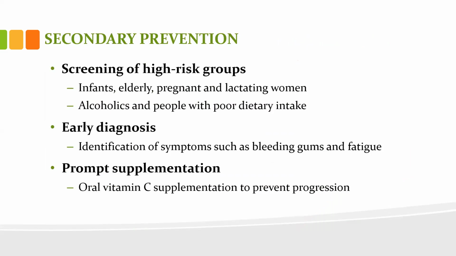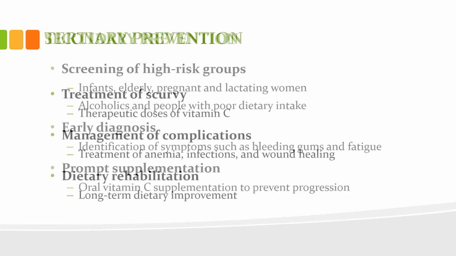The secondary prevention includes screening of high-risk groups: infants, elderly, pregnant and lactating women, alcoholics, and people with poor dietary intake. Early diagnosis, the identification of symptoms such as bleeding gums and fatigue, and then prompt supplementation is mandatory. Oral vitamin C supplementation to prevent progression of the disease.